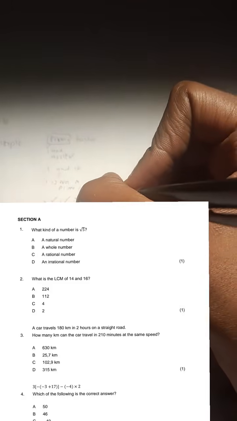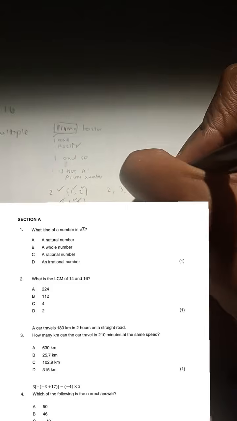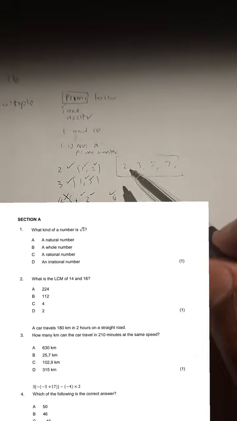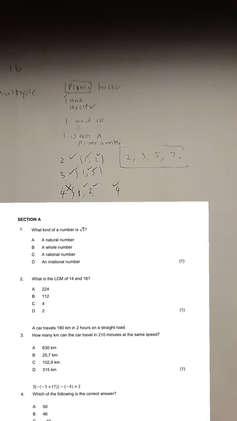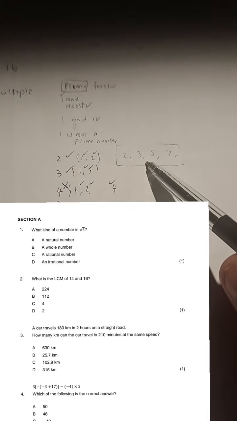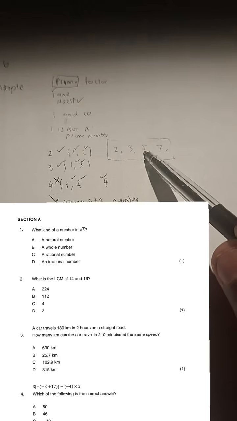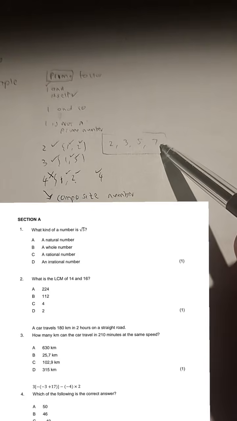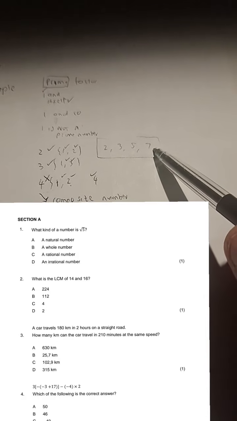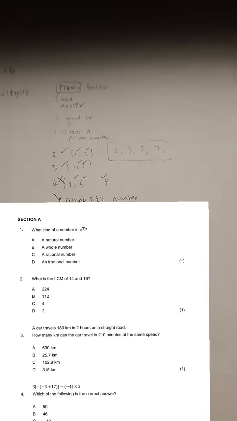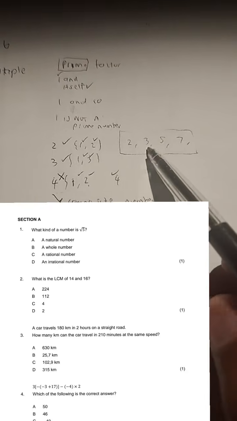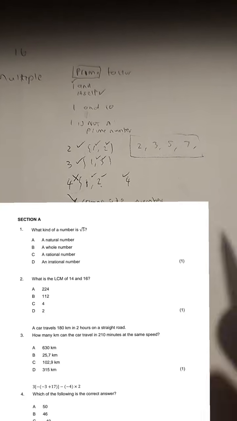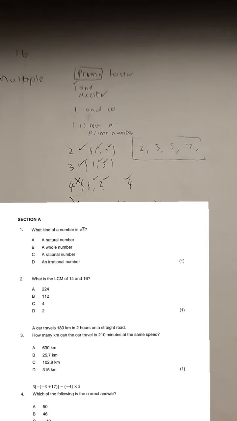So between 1 and 10, we know 2, we know 3, we know 5, we know 7, and that's about it between 1 and 10. Because 1 is not a prime number, 2 is, 3 is, 4 is not, it's a composite number. 5 is a prime number, 6 is not, it's a composite. 7 is a prime number. 8 is not, it's a composite number. 9 is not, it's a composite number. 10 is not, it's a composite number. So these are the prime factors. These are what we call prime numbers, which can then be known as prime factors.